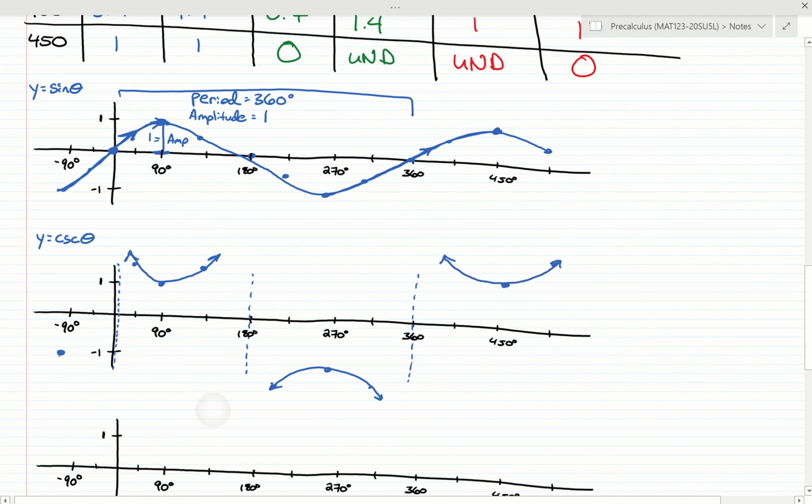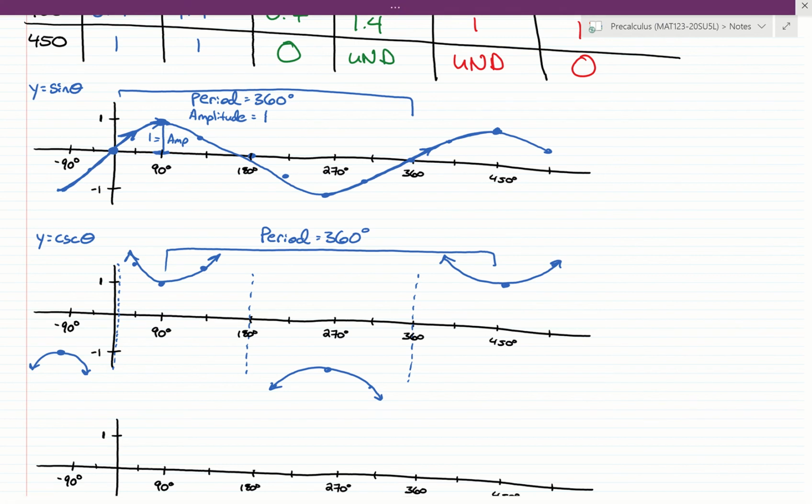Something like that. That's what our graph would look like. And you can see that this graph also repeats. You can see that we have an upwards parabola right here. This period would also be 360 degrees. There's no amplitude because it's not a wave, but it does repeat every 360 degrees.